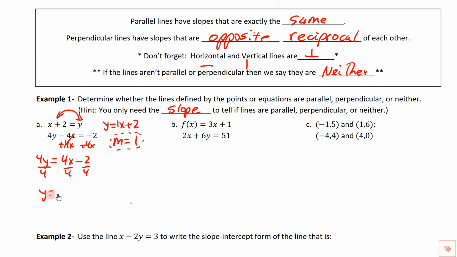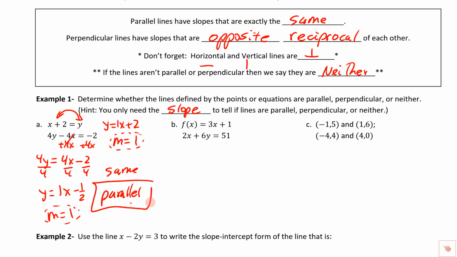So this is going to be y equals 4 over 4, that's a 1x. And then this happens to be negative 1/2, but that doesn't matter. What we care about from this is we care that the slope of this is 1. So the fact that the two of those are exactly the same, because they're the same, that means this is going to be parallel. So I'm going to write parallel right here, put a box around that.